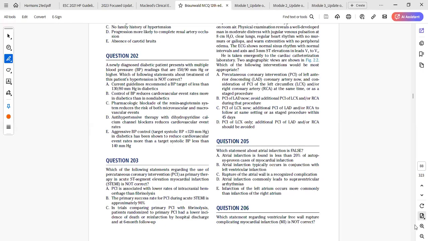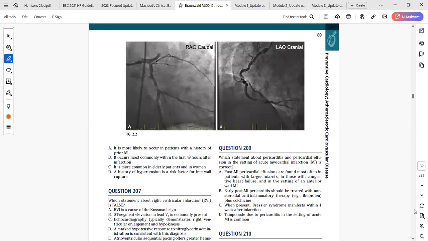Which statement regarding ventricular free wall rupture complicating myocardial infarction is not correct? A, it is more likely to occur in patients with a history of prior myocardial infarction. So we are looking for the option that is not correct. B, it occurs most commonly within the first 48 hours after infarction. C, it is more common in elderly patients and in women. D, a history of hypertension is a risk factor for free wall rupture.